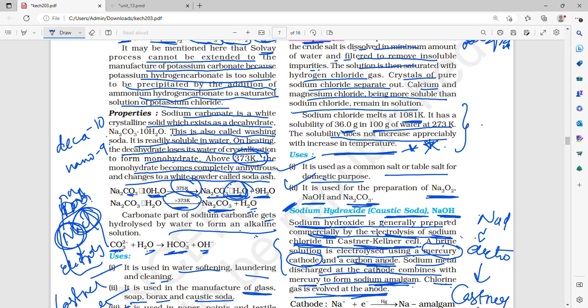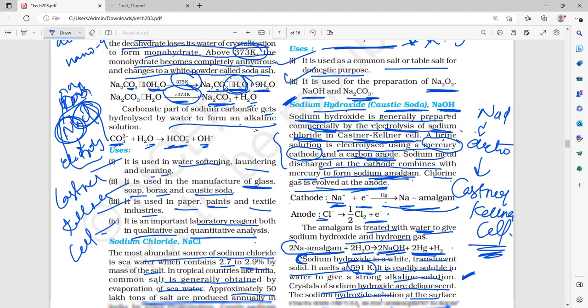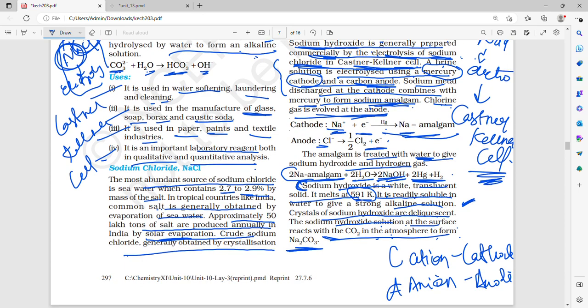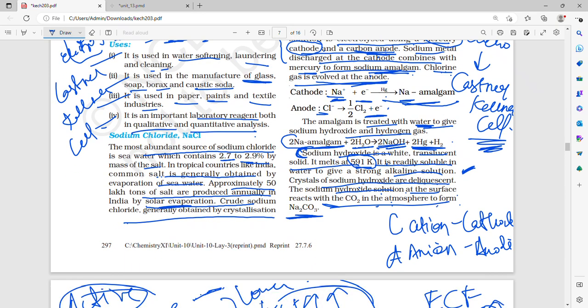It is used in water. What are the uses of washing soda? It is used in softening of water, laundering and cleaning. It is used in the manufacture of glass, soap, borax and caustic soda, NaOH. It is used in paper, paints and textile industry. It is used as a very important laboratory reagent for qualitative and quantitative analysis.